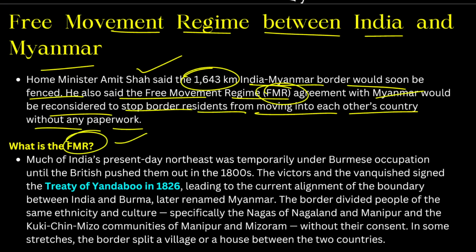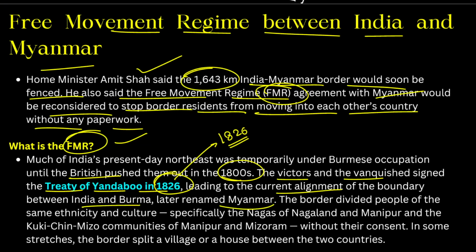So much of India's present-day northeast was temporarily under Burmese occupation until the British pushed them out in the 1800s. The victors and the vanquished signed the Treaty of Yandabu in 1826. So please remember this fact. In 1826, the Treaty of Yandabu was signed between the Burmese and the British, leading to the current alignment of the boundary between India and Burma, later renamed Myanmar.